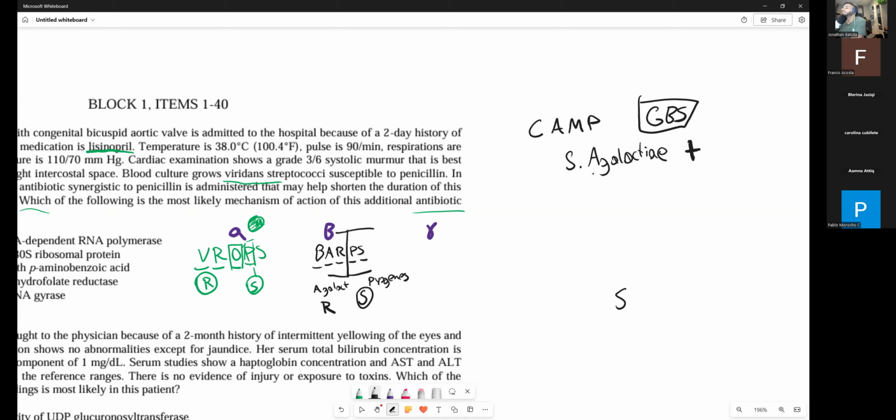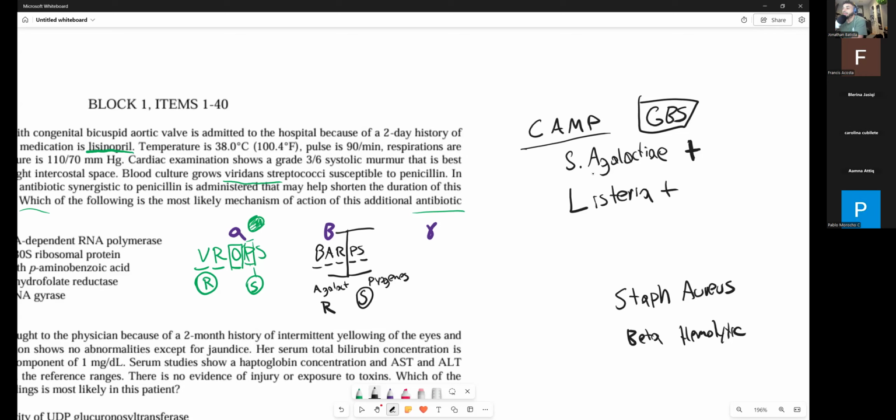So, yes, Staph aureus is beta hemolytic. That means it causes complete hemolysis. I know it sounds crazy, but we have to add these little pieces of information. Now, for CAMP, we also have something else that's positive. For CAMP, we also have Listeria. Listeria is also CAMP positive.